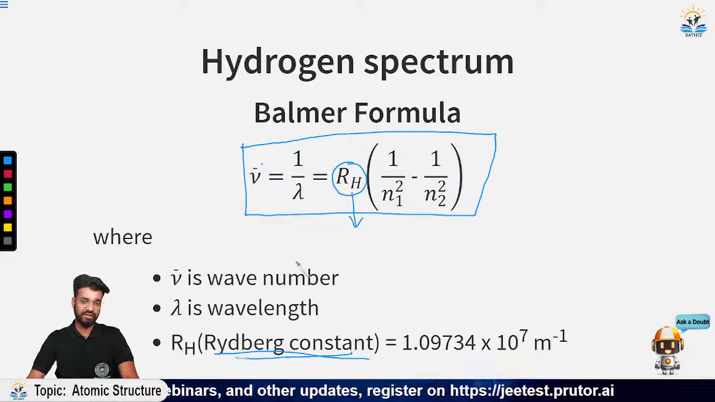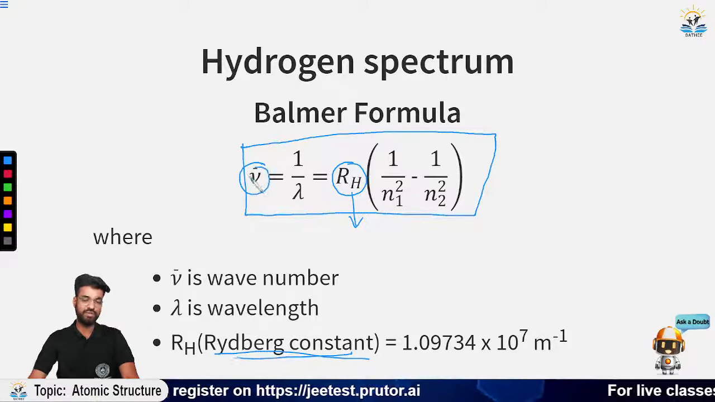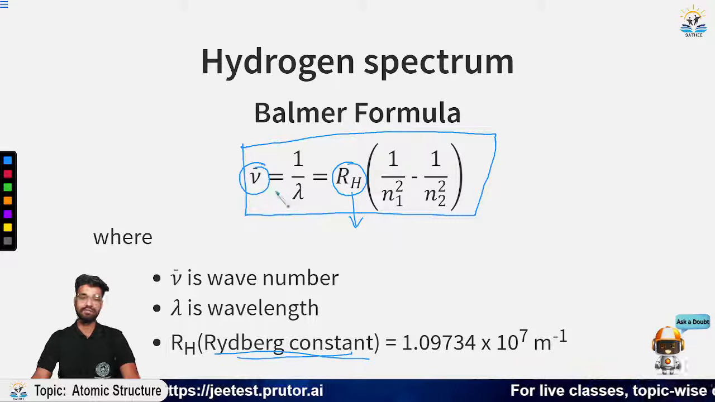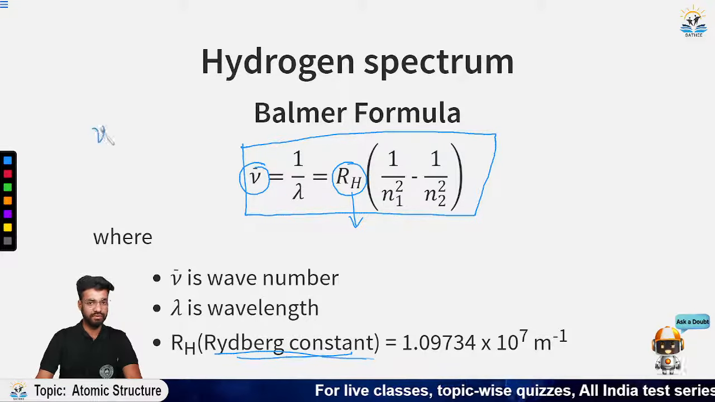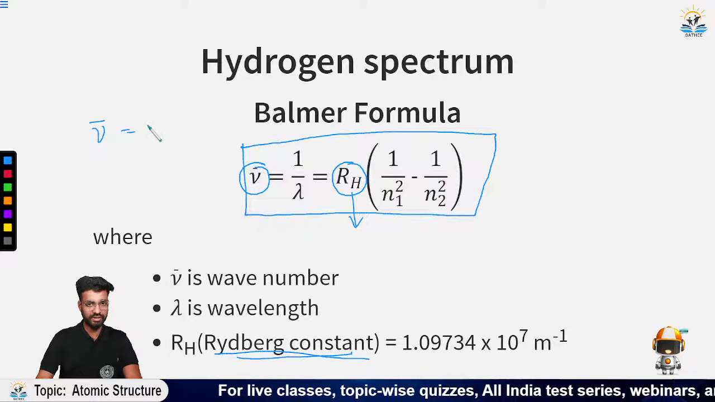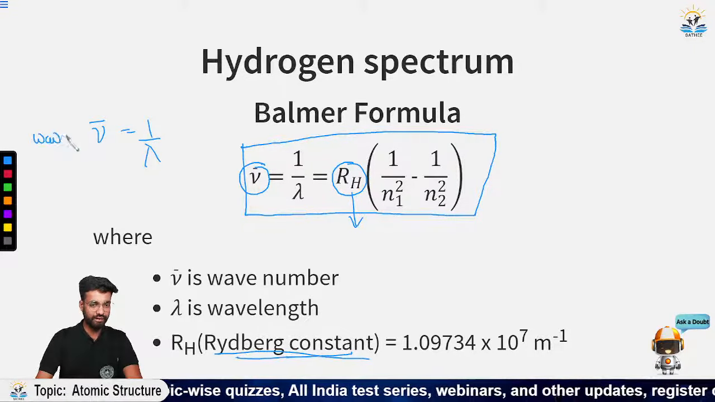Then lambda is the wavelength, and the inverse of lambda is called the wave number. This is another characteristic of light. I had not mentioned it earlier, so I'm mentioning it here. It is nu inverse, which is 1 by lambda, and it is called the wave number.